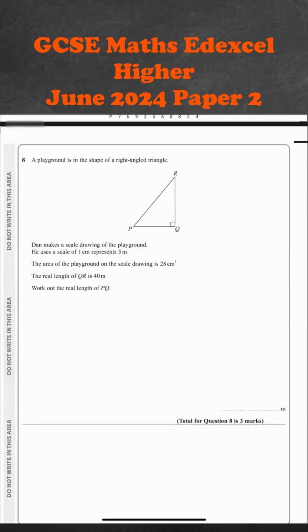Question number 8. A playground is in the shape of a right-angled triangle. Dan makes a scale drawing of the playground. He uses a scale of 1 centimeter representing 5 meters. The area of the playground on the scale drawing is 28 centimeters squared. The real length of QR is 40 meters. Work out the real length of PQ.